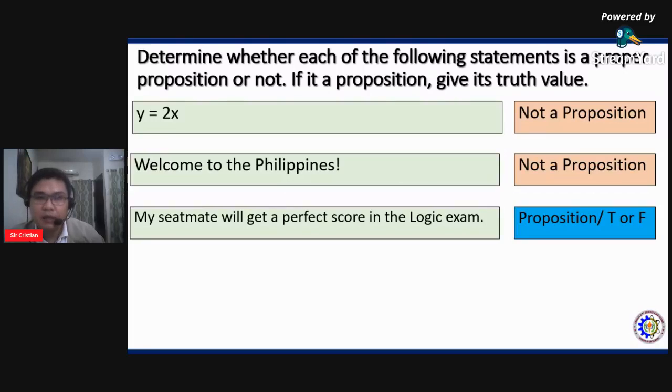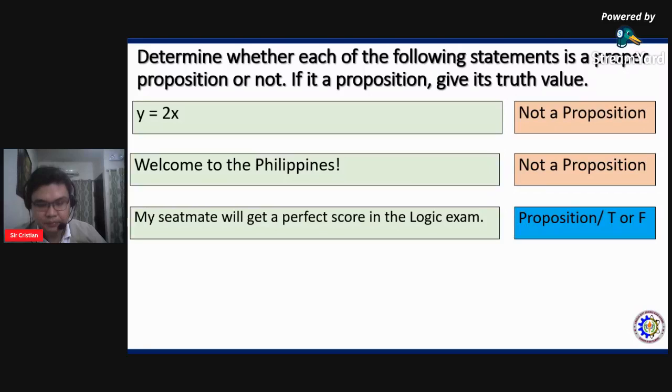It depends. Although the statement is written in the future tense, one thing for sure, the seatmate, either he or she will get a perfect score or not. So it can be a true statement or false. That is certain to happen. So the second condition is still met at this point. So the last example given, my seatmate will get a perfect score in the logic exam, is a proposition. And the truth value is still undetermined, true or false.